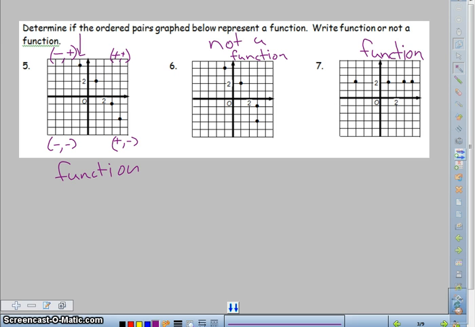All right, so 6 was not a function because of this right here. When you look straight down, you're going to run into one point there, which means we cannot run into another point for the rest of the time, for infinity. But we run into that point right there. So the fact that 2 points are right there on top of each other doesn't work. It's not a function.